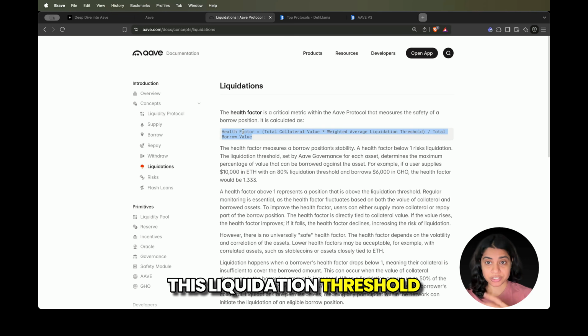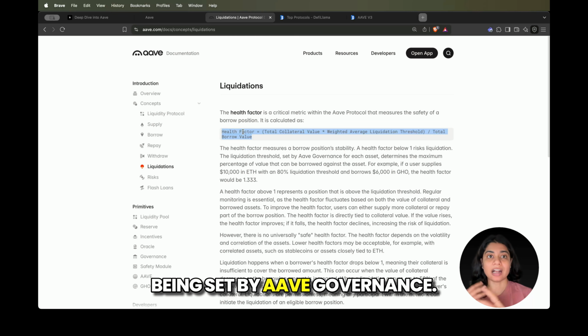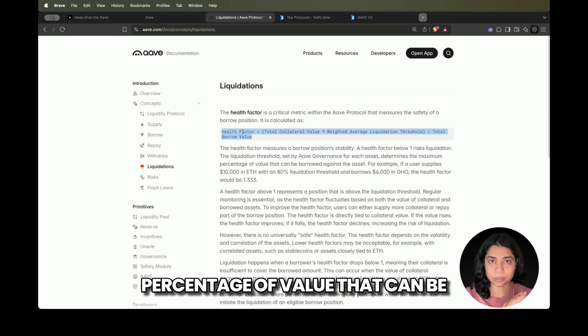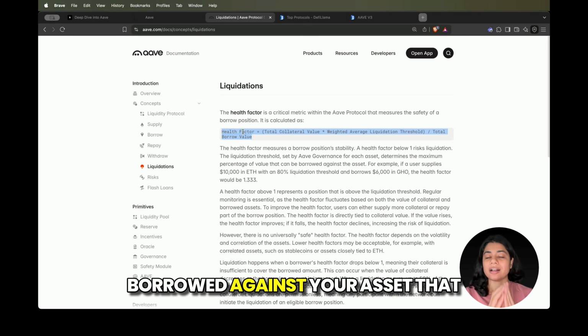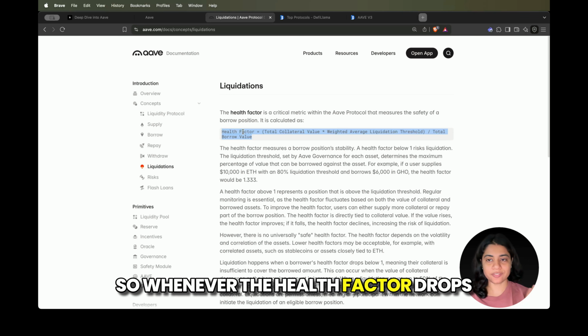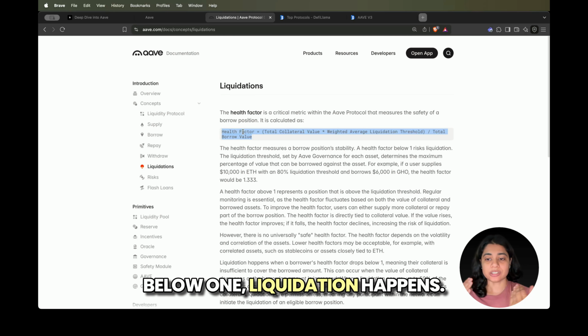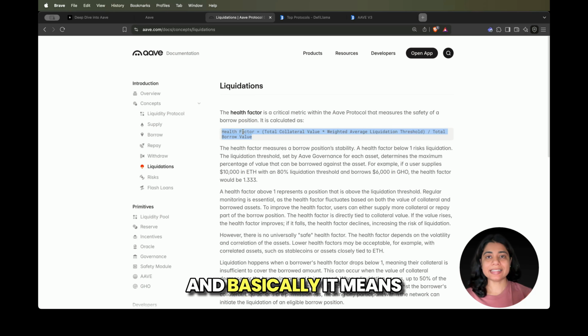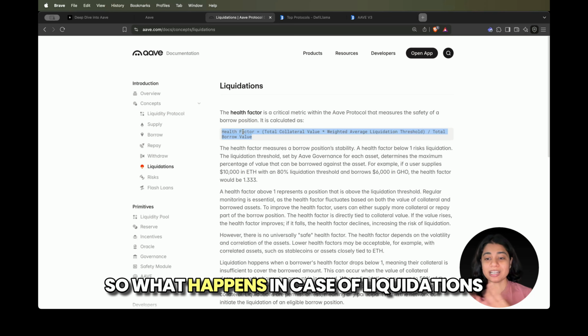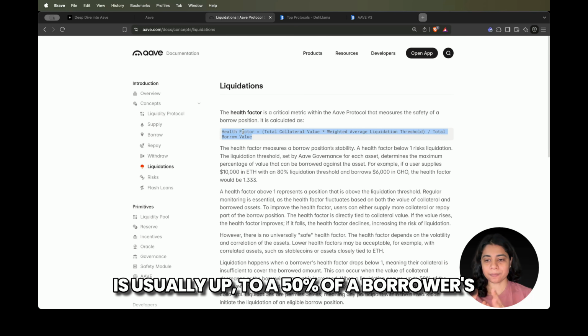This liquidation threshold that you see in the formula is set by Aave governance. It basically means the maximum percentage of value that can be borrowed against your asset that has been kept as collateral. So whenever the health factor drops below 1, liquidation happens, and basically it means the collateral was not sufficient to cover the borrowed amount.